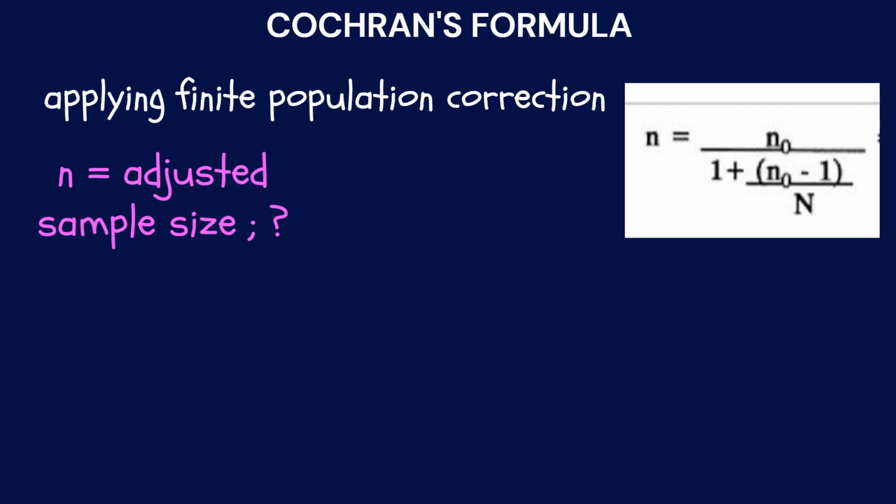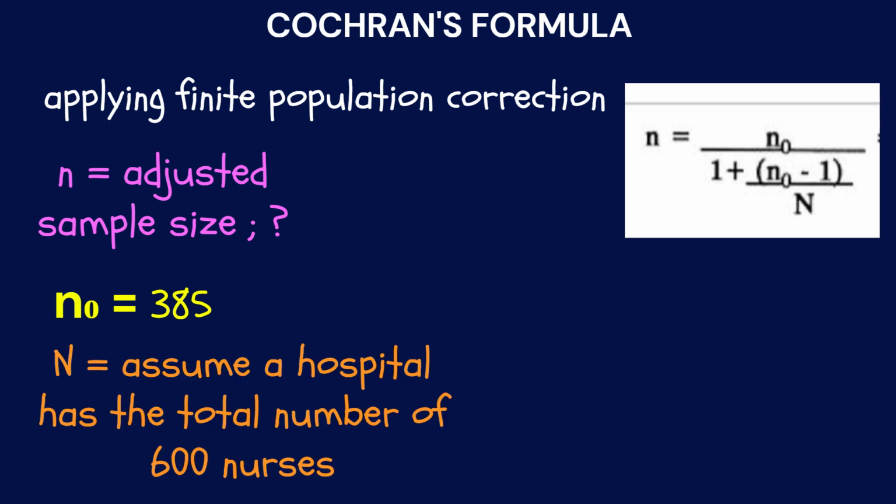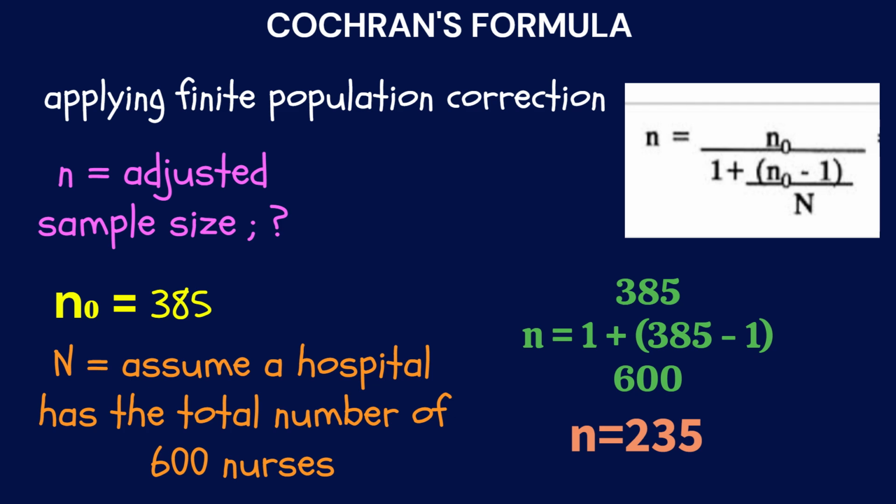And in this formula, your small letter n stands for your adjusted sample size, which is what we are trying to look for. We don't know it yet. And then your n naught stands for your original sample size, the one you calculated, which is 385. And then this capital letter N stands for the total number of your population, the total number of nurses in that hospital. So you plug in your values into the formula, and then you have your final sample size to be 235. So instead of 385, we now have a sample size of 235. So that's how to use your Cochran formula.